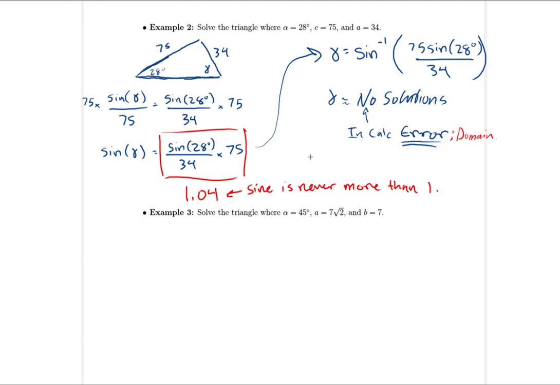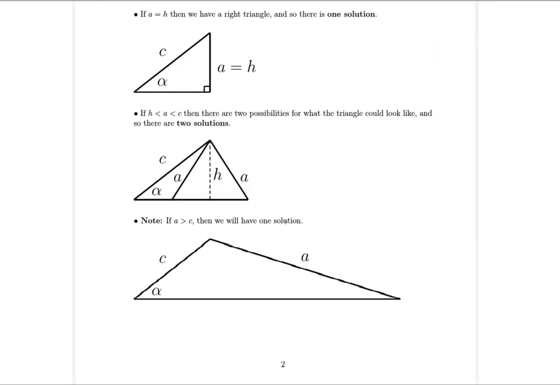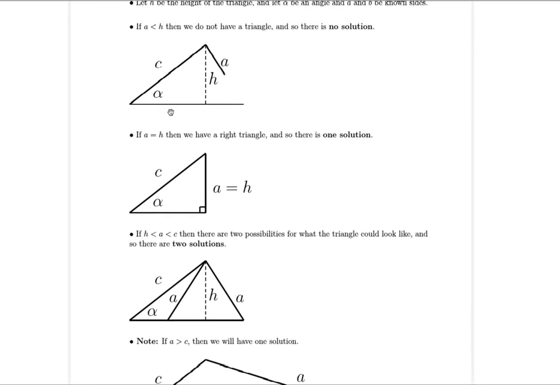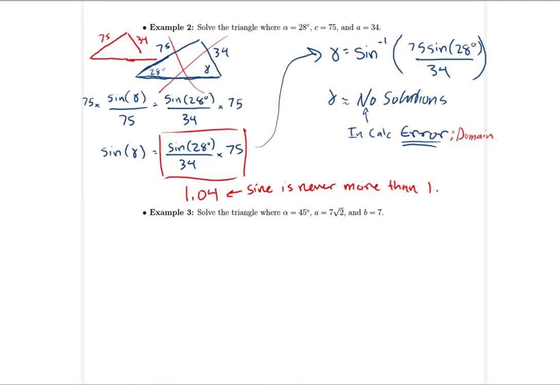So what does this mean? Well, this means that this picture I made wasn't really accurate. It's not true that this actually can make it all the way down. So we're in the situation where 34 is not a long enough side to be able to reach all the way down to the base of this triangle. Okay, so to go back to that previous page, this no solution situation is the first one that was being described here. All right, so that's one thing that you might see.